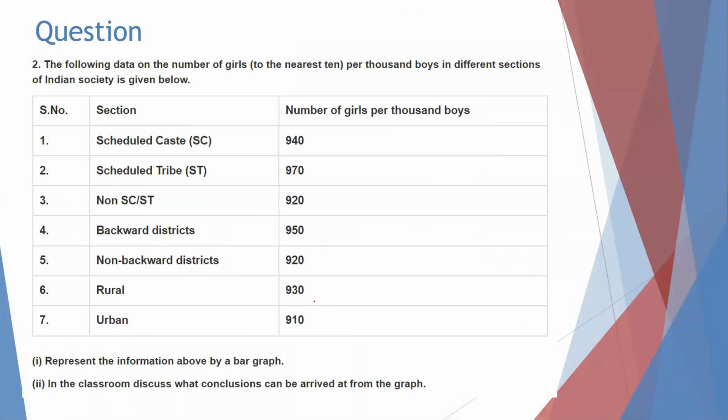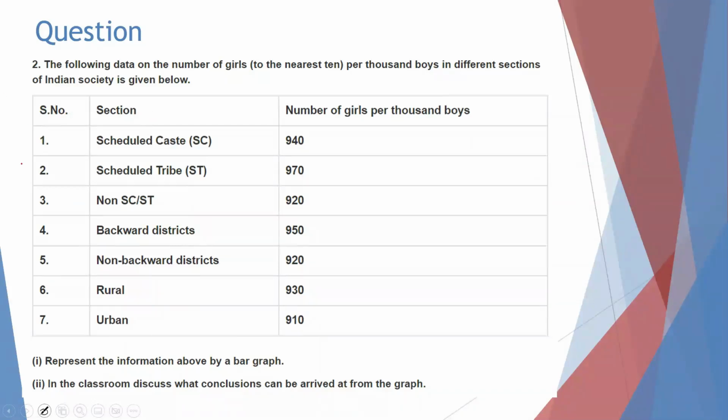Okay, now we have a question over here. Following data is on the number of girls to the nearest 10 per 1,000 boys in different sections of the Indian society. You can pause the video. I will show you the solution and explain to you. Represent the information above by a bar graph.